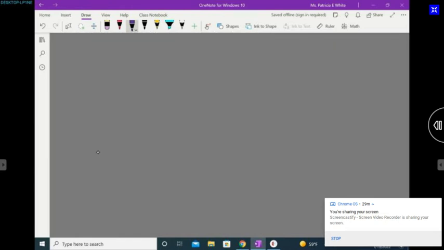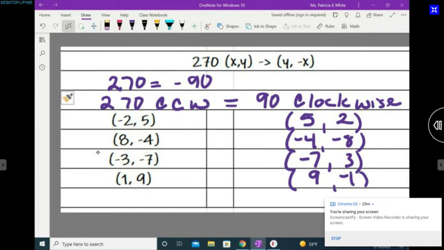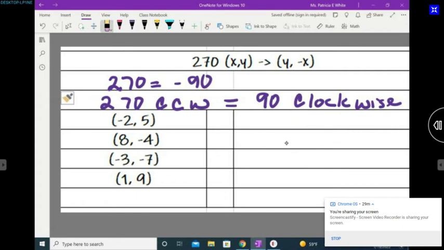Let's look at our table. This one you just changed. Yeah, but the Y goes first, and the opposite of X goes second. 270 is equal to a negative 90. 270 counterclockwise equals 90 degrees clockwise, right? The Y comes first. The opposite of X goes second.